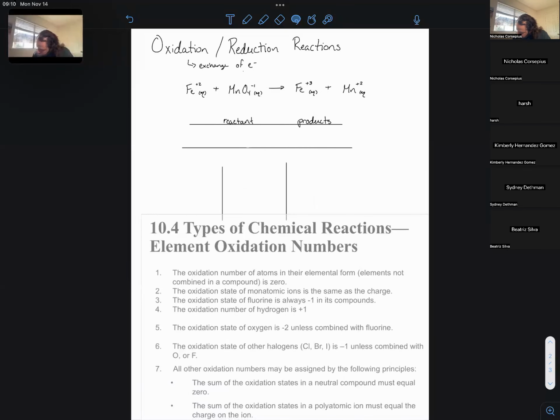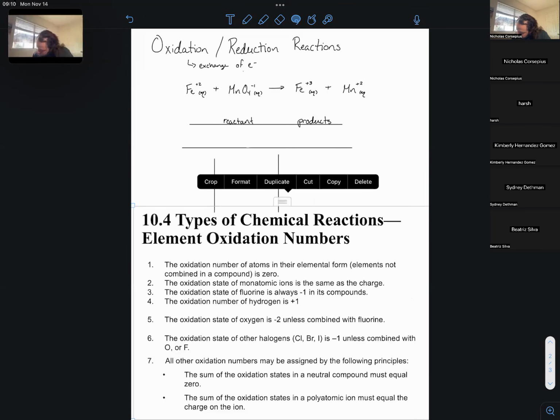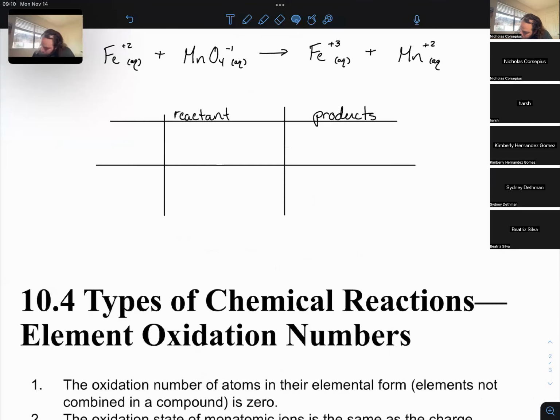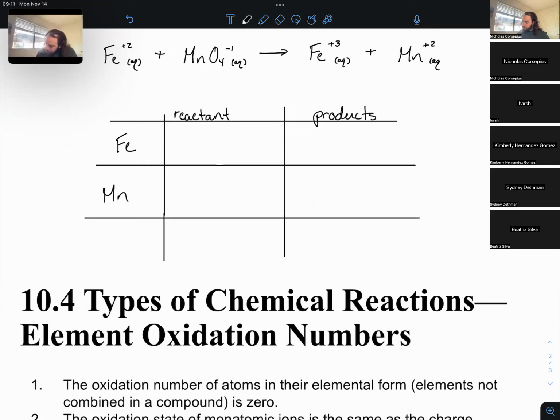Make one more little room for myself. You've got to add one more level for the oxygen. Okay, so we're going to do iron on the reactant side and product side, the manganese on the reactant side and product side, and finally the oxygen.